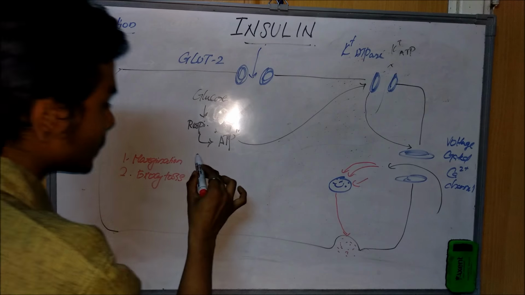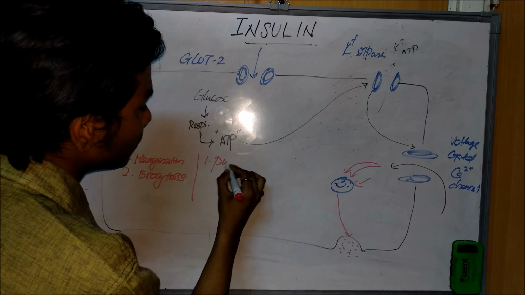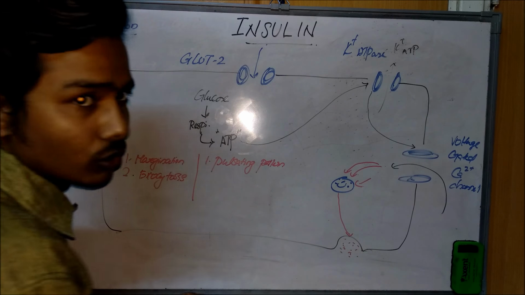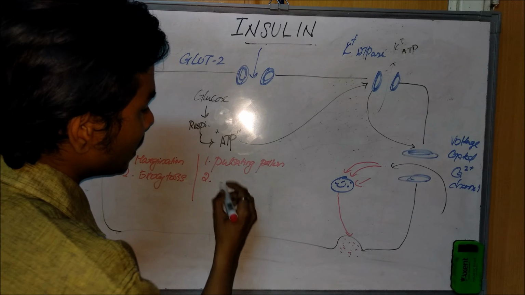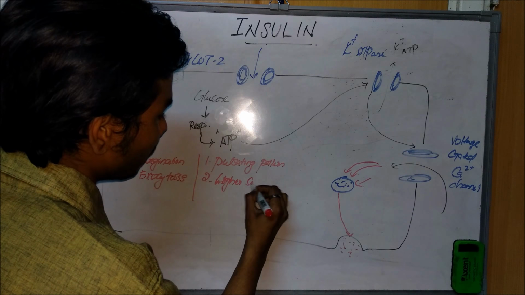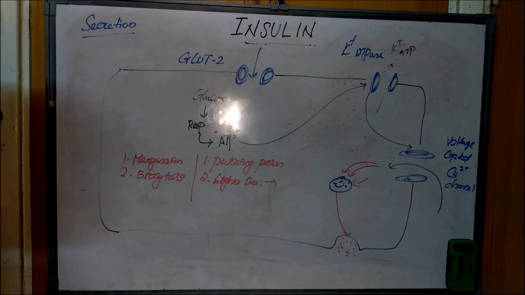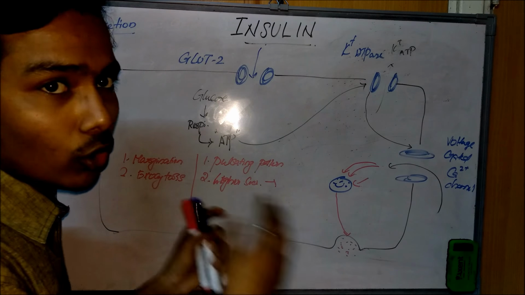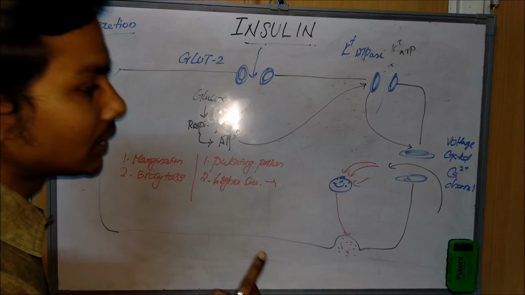After that, how is it secreted out of the cell? By the process of pulsating pattern. What is meant by pulsating pattern? The slow process which is used after we eat, and then high secretion. Longer time secretion is used for cell growth, cell metabolism, cell development. So by the margination, exocytosis, pulsating pattern, and then longer secretion. So GLUT2 channel, KATP, potassium ATPase channel, and then voltage gated calcium channel.